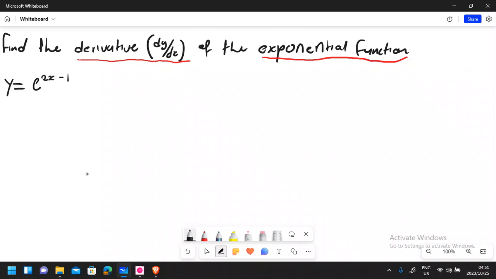Now this one here, we have the derivative of the following exponential function. I hope you can see that one.